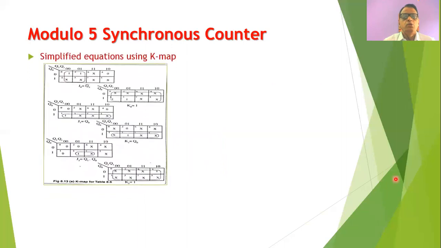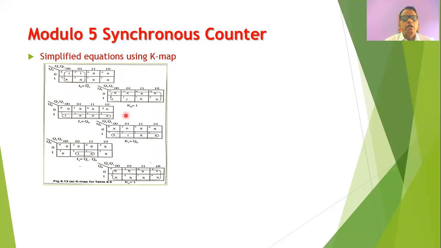Now we can make use of the Karnaugh map in order to obtain the simplified equations. Now this is a Karnaugh map for J0. So one can easily observe that there are 3 variables, Q0, Q1 and Q2. So you need to make an entry of 1 and x in the Karnaugh map, and you can obtain an expression J0 is equal to Q2 bar.